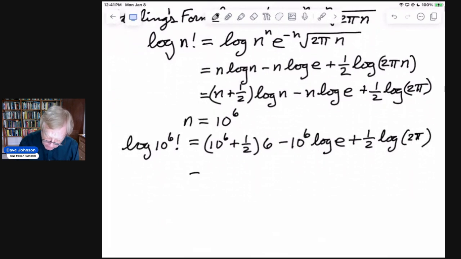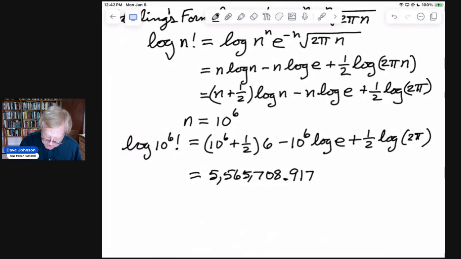Okay, now on the right-hand side, we can evaluate that, and there's no problem with precision if we have 10 decimal places on our scientific calculator. So let me go ahead and write that result. And I've already done that here. So we get 5,565,708.917.